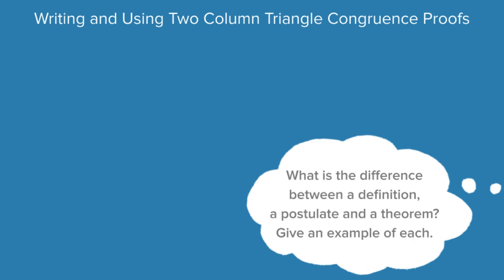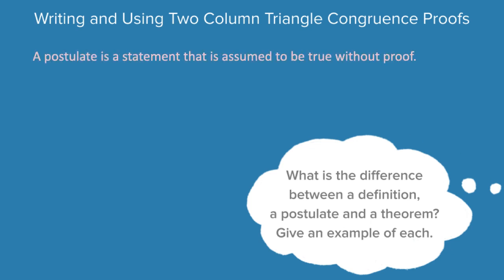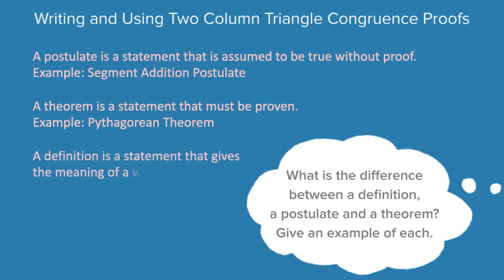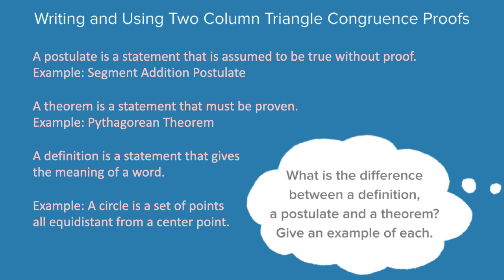I started with the word postulate. It's a statement that is assumed to be true without proof. The example I gave was the segment addition postulate. And then I moved on to theorem. It's a statement that must be proven. The example I gave is the Pythagorean theorem. And a definition is a statement that gives the meaning of a word. An example is: a circle is a set of points all equidistant from a center point.